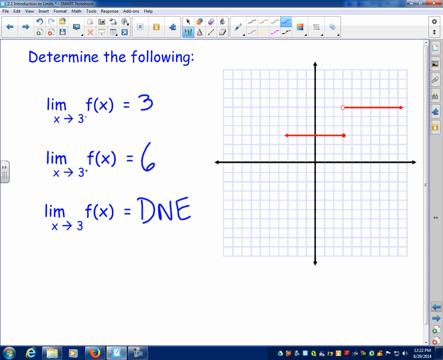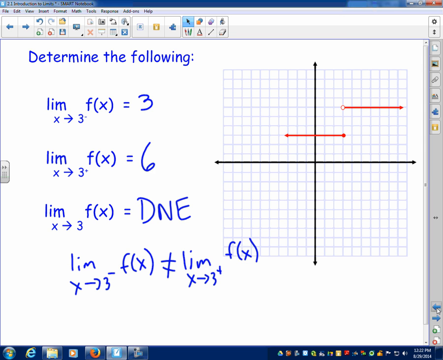Does not exist. And if you were asked to verify that, you could simply say it's because the limit as x approaches 3 from the left of f of x does not equal the limit as x approaches 3 from the right of f of x. That's a quick way, with mathematical terms, of saying it, or you could say it in words. That would be okay. In words, that's allowable.